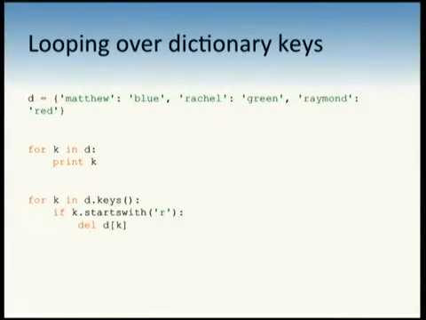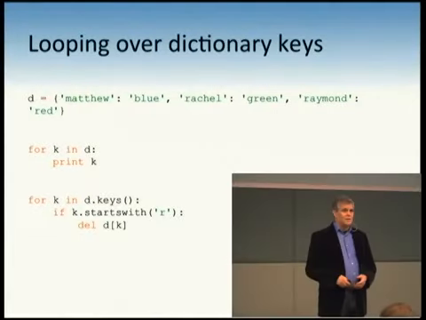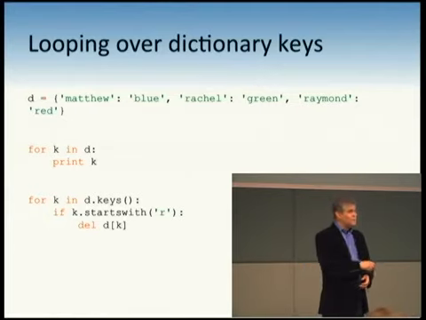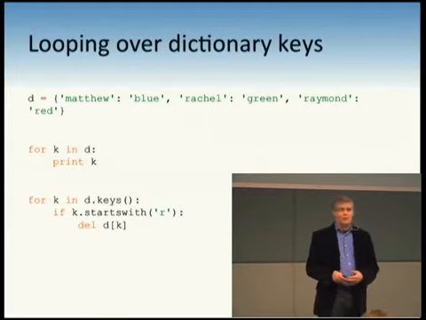Is there another way to loop over the keys? Yes, you could just ask for the keys and loop over. When should you do the second and not the first? It's when you're mutating the dictionary. And the first way, if you want to mutate the dictionary, you can't do that while you're iterating over it.